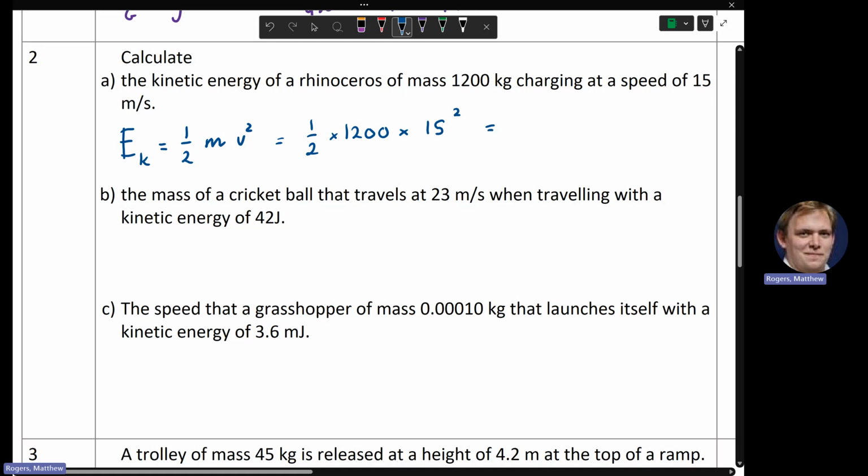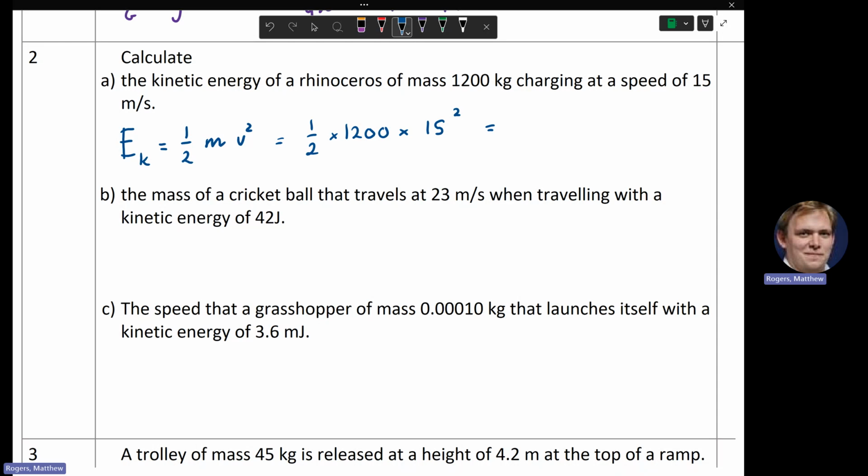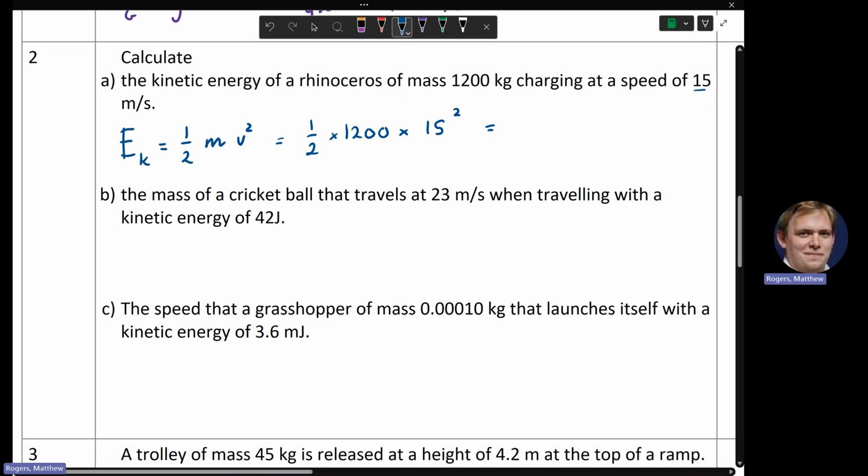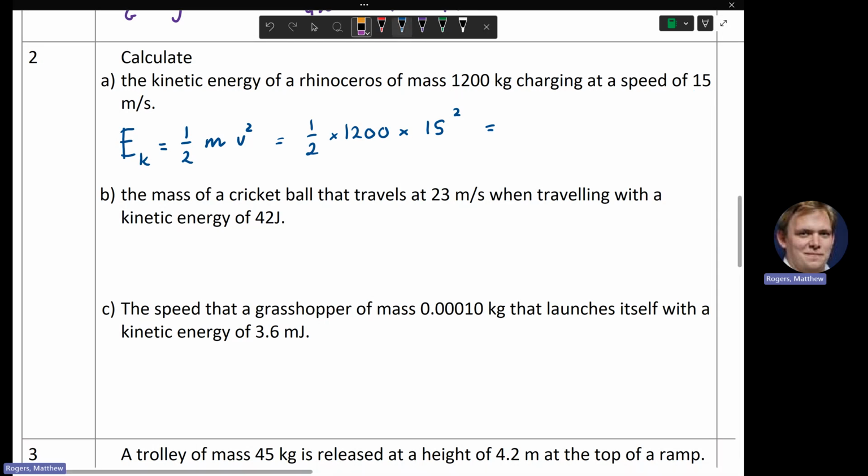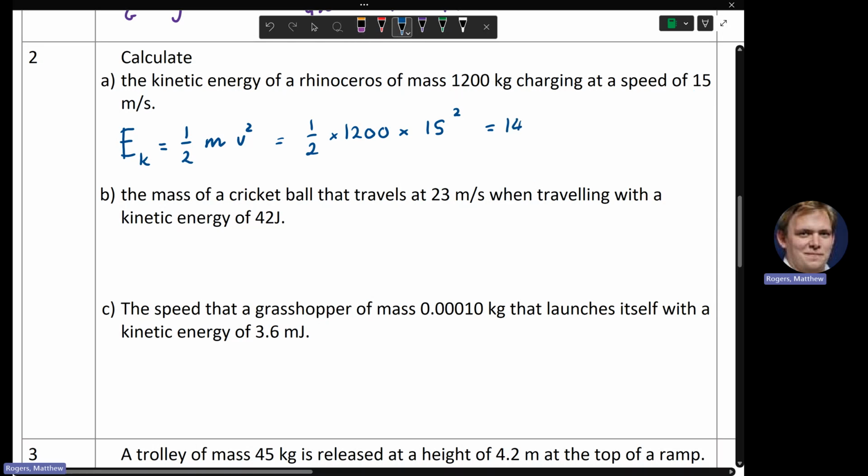Careful just to square the 15, but we do make sure we square it. Often in exams, people forget to do squaring. It's one of the things that's easy to miss. So the answer should be 135,000. Again, we're looking at this and thinking hopefully two significant figures. So we're going to write it as 140,000 joules, or we could have gone for 140 kilojoules, or 1.4 times 10 to the 5 joules. Any of those would be fine.